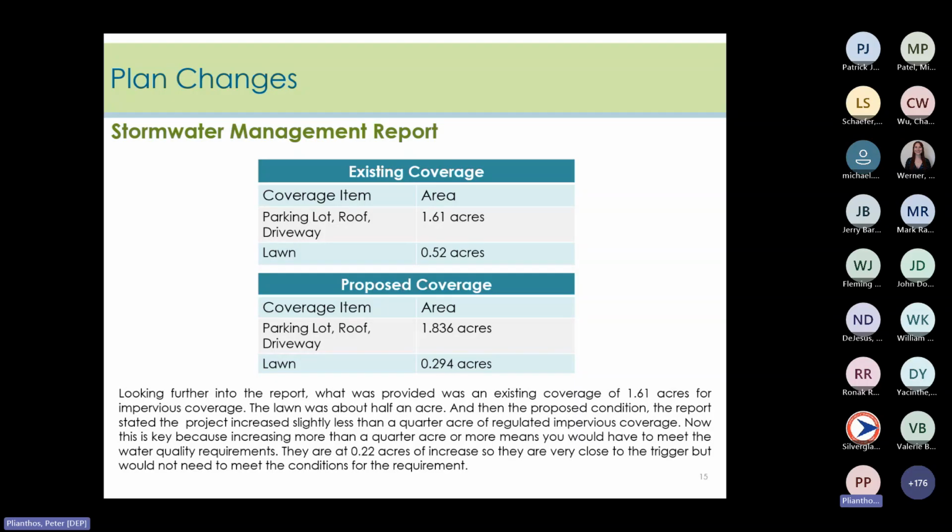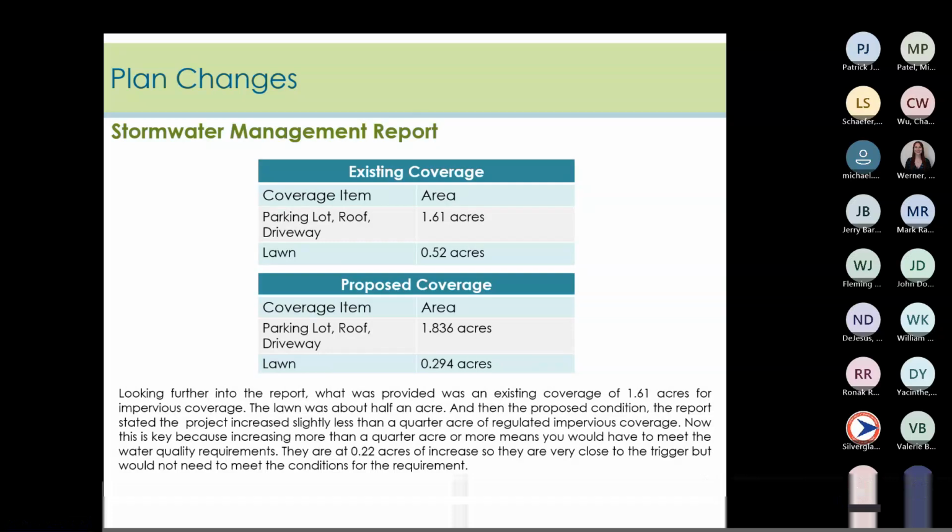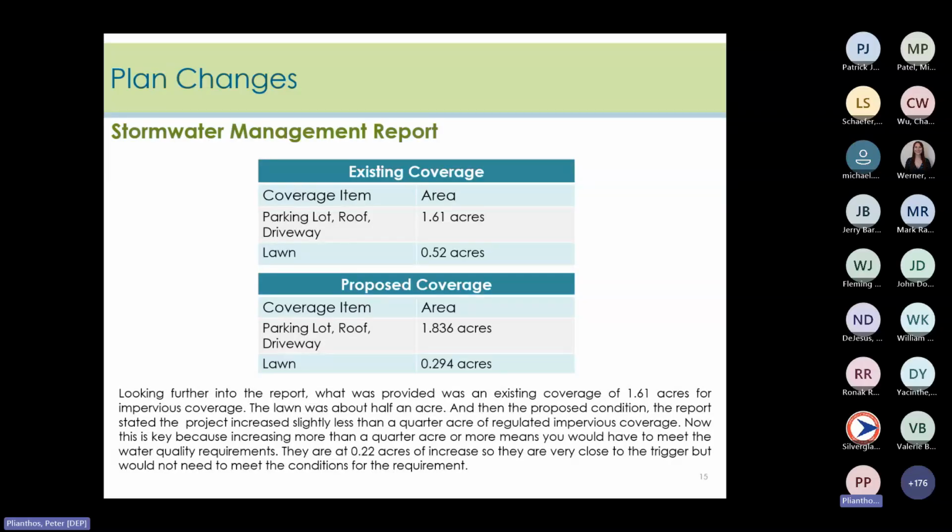So, looking further into the report, what we were provided was an existing impervious coverage of 1.61 acres. The lawn was about half an acre. And then in the proposed condition, they state they increased slightly less than a quarter acre of regulated impervious coverage. Now this is key because at the time of review, increasing a quarter acre or more of impervious coverage means you would have to meet the water quality requirements. They are at 0.22 acres of increase, so they are very close to the trigger, but would not need to meet the conditions for the requirement.